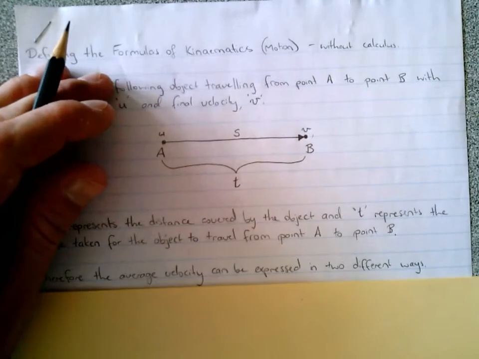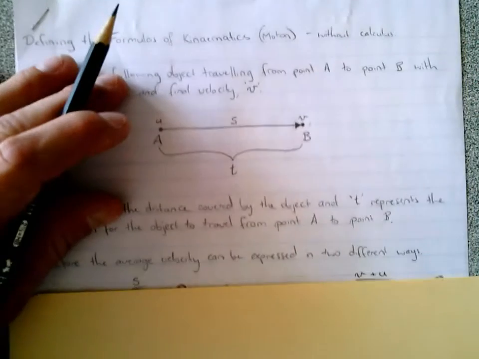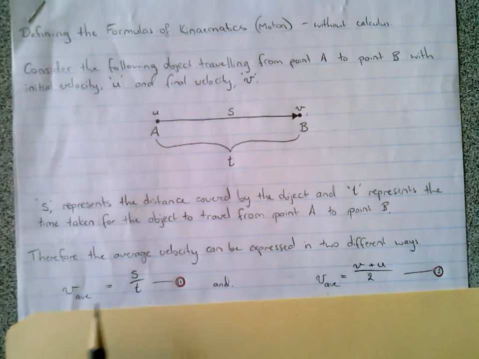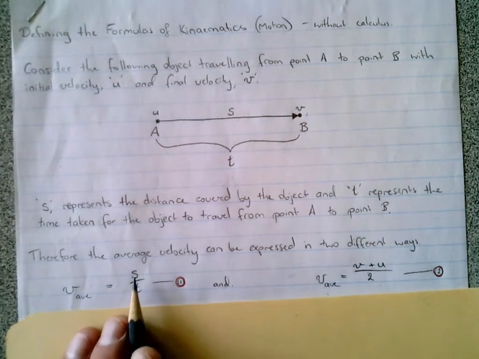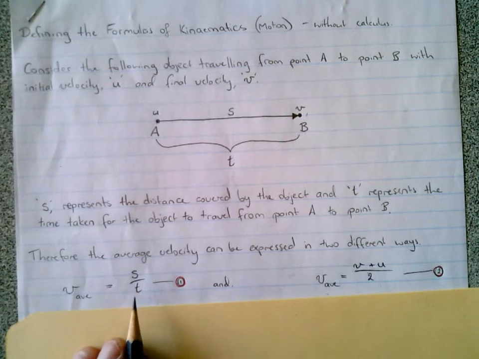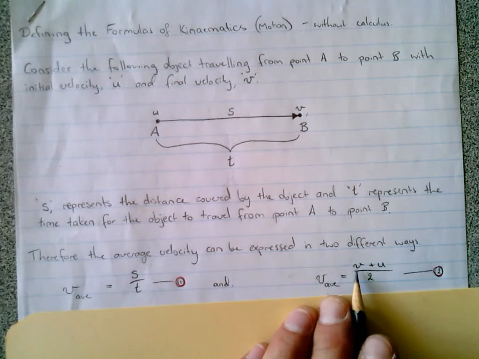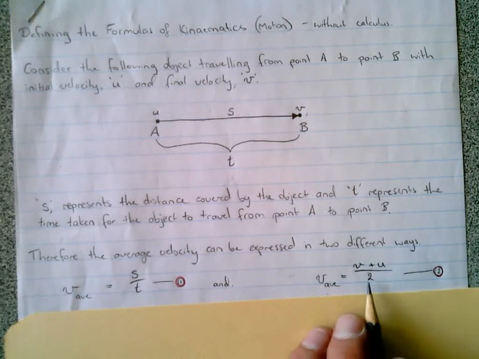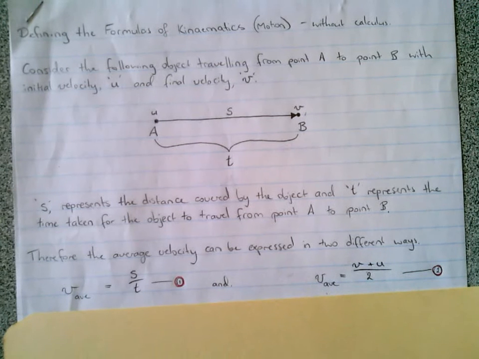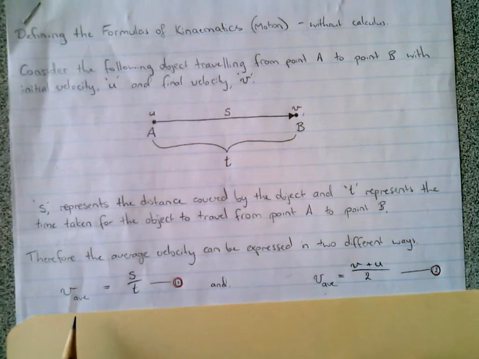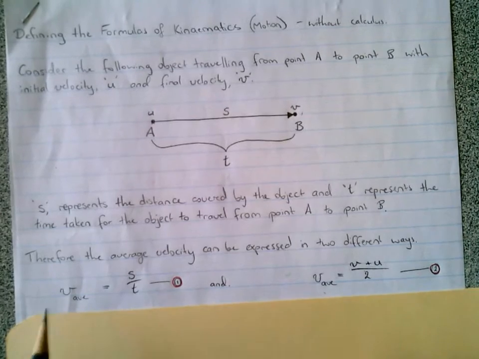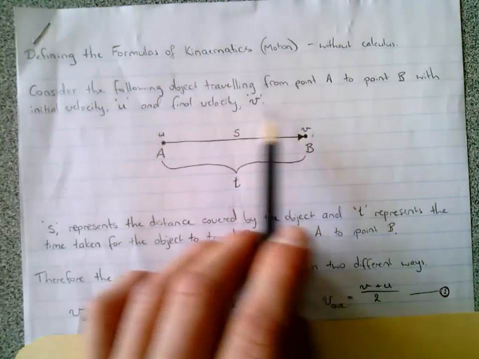Therefore, the average velocity can be expressed in two different ways, which I've listed here as equation 1 and 2. You would agree that the average velocity can be expressed as the displacement divided by the time. Likewise, if you have the final velocity and the initial velocity, if we add them together and divide by 2, we will also get the average velocity. So they are both rational equations showing the average velocity for this situation up here.